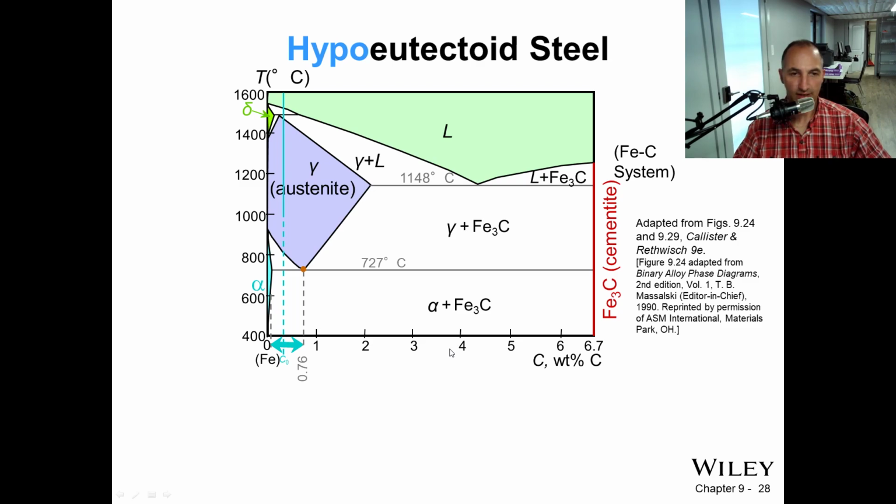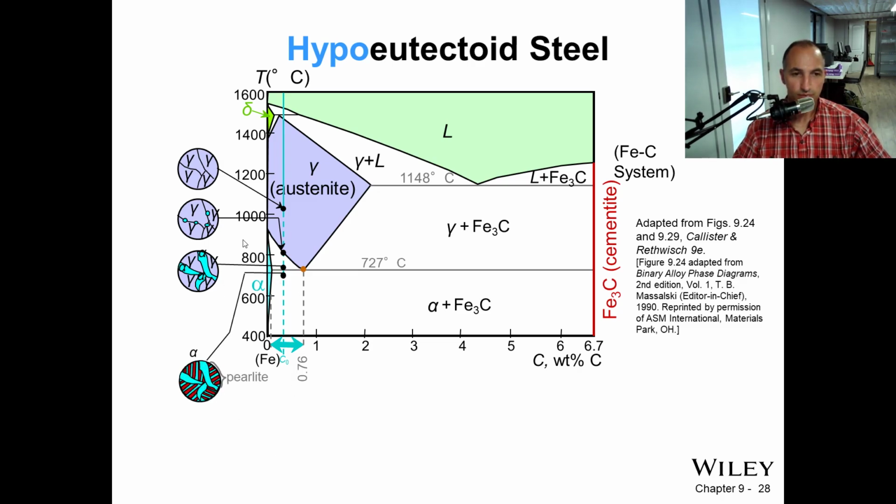A hypo-eutectoid steel. Hypo, as you remember, is below the eutectoid composition. And eutectoid means solid going to two other solids. So looking at the cooling of this austenite, or gamma iron, it's all austenite, and you start forming precipitates of what? You start forming precipitates of alpha right in this area. And then that alpha starts to consume more and more of the austenite, at which point you're going to get all of that austenite transforming into perlite. All the remaining austenite forms perlite.